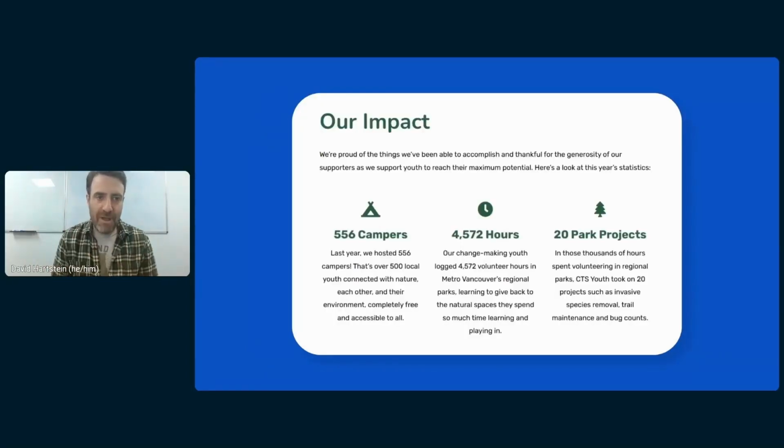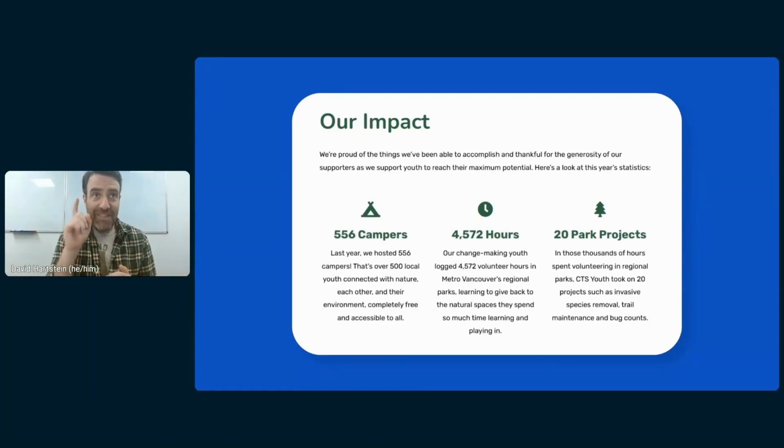So here's an example from a client of ours, CTS Youth Society. This organization operates a summer camp program for young people in Metro Vancouver. And this snapshot of their impact page tells us how many campers were hosted, how many hours were logged, and how many projects they undertook. And on their own, these numbers don't mean a whole lot, because they're definitely not meaningless. I don't want to imply they're meaningless, but they just don't show the full picture for a visitor that is brand new to understanding the work that CTS Youth Society is doing.